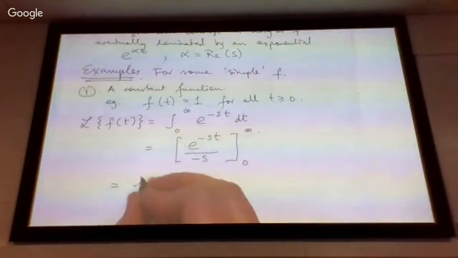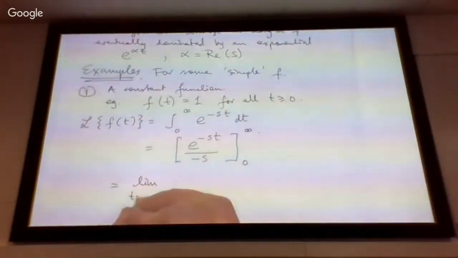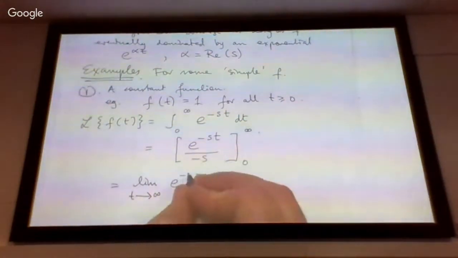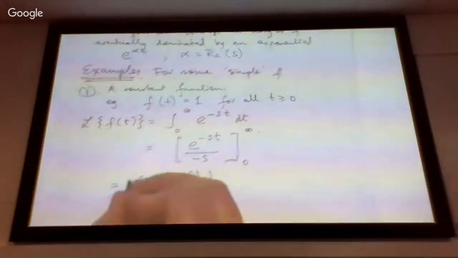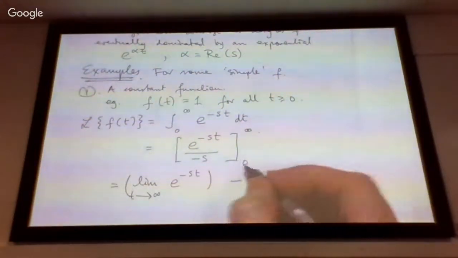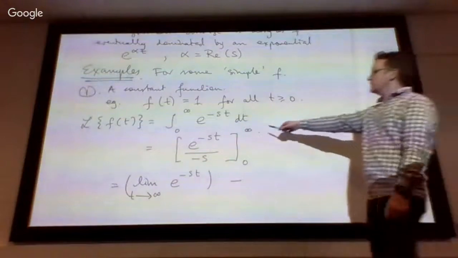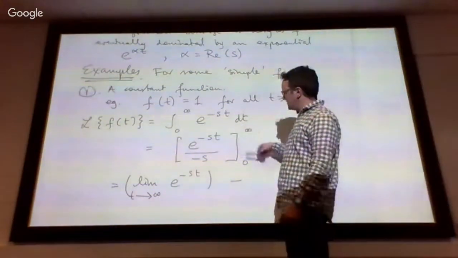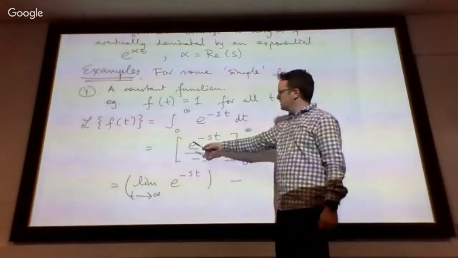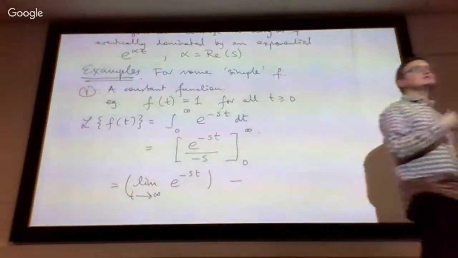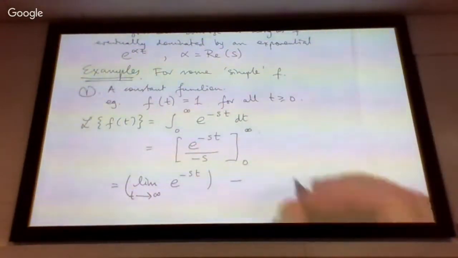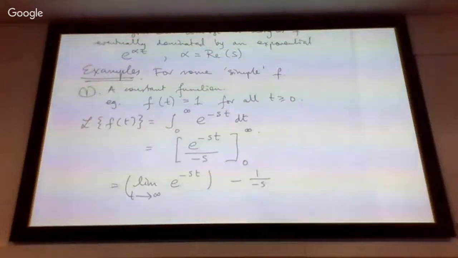So in other words, this is the limit as t goes to infinity of e to the minus st, minus, so that's the evaluation at infinity, minus the evaluation at t equals 0. Well, at t equals 0, you've got e to the 0, which is just 1. So it's minus 1 over minus s.